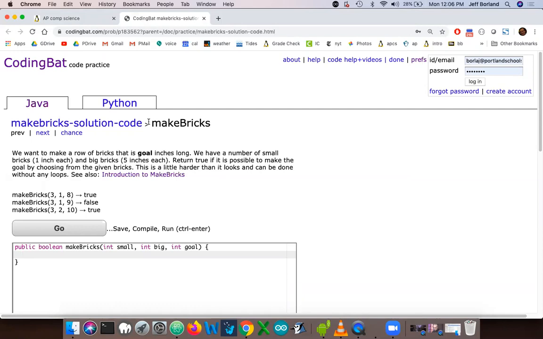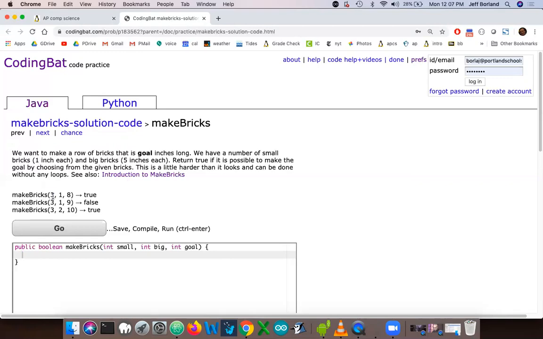All right, so recursion. If you remember, recursion is the idea of calling itself. So when you break a problem down into smaller problems, then you call yourself to solve those problems. That's the idea of recursion. And I just like starting it off. Again, this is not on the AP, but I think it's a good way to get your mind thinking. They have a problem in CodingBat called make bricks, which I really like. All right. So we want to make a row of bricks that is goal inches long. We have small bricks, which are only 1 inch long, and big bricks, which are 5 inches long. Return true if it is possible to make the goal by choosing from the given bricks.